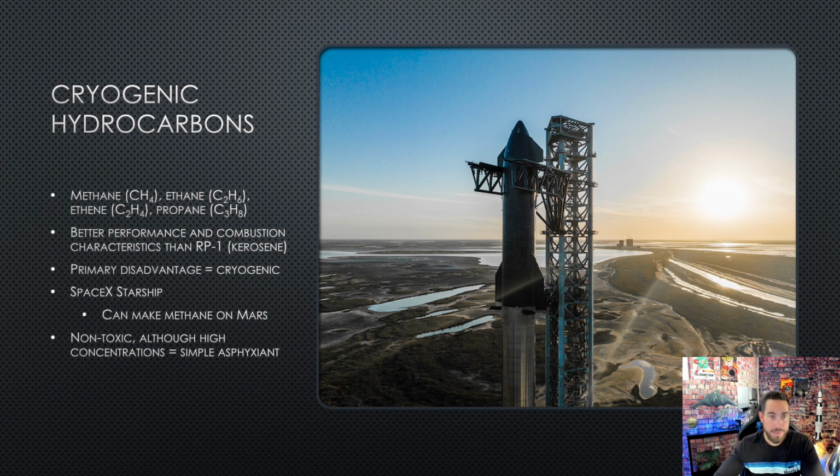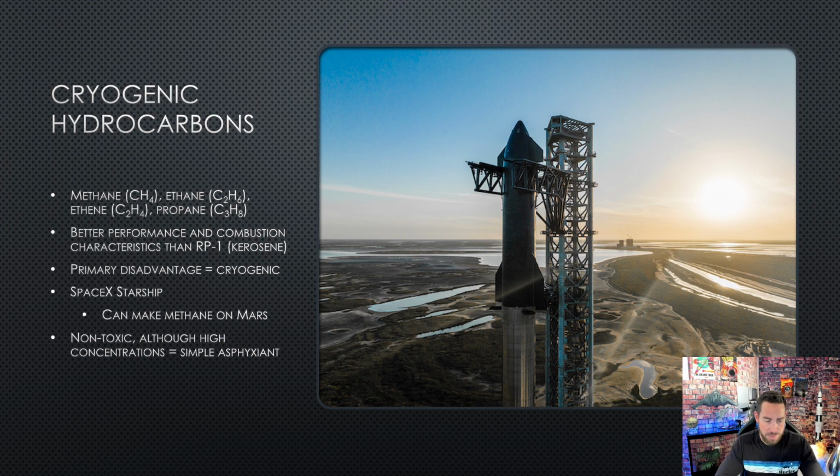Anyway, they're using methane. Methane has better performance and better combustion characteristics than RP1, which is rocket propellant, which is kerosene. The primary disadvantage is that it's cryogenic, so it's harder to work with, especially on Earth. But the reason that SpaceX is using it, that's cool rationale.